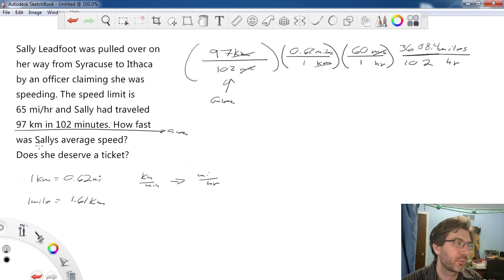So we're going to answer the first part. What is her average speed? Her average speed is going to be the division of this. So we're going to take that and divide it by 102. And her average speed is 35 miles per hour. And that is very much less than your 65 miles per hour here. So this here is her speed. Right? And does she deserve a ticket? No, she was going much less than the speed limit.